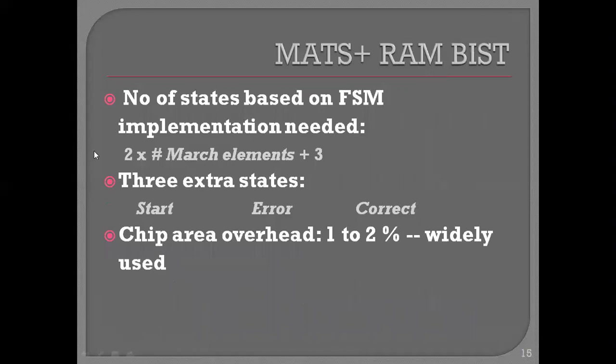And how many number of states are minimum required? It requires a minimum of 2 into the number of march elements which are there for read and write. 3 extra states are required. Why? 1 for starting, 1 for if error is detected, and 1 for telling that the output is correct. So 3 extra states may be there, and otherwise it has a typical chip overhead of about 2%. Okay, so this is one of the most common configurations used for SRAM BIST. So that was all with your March BIST.